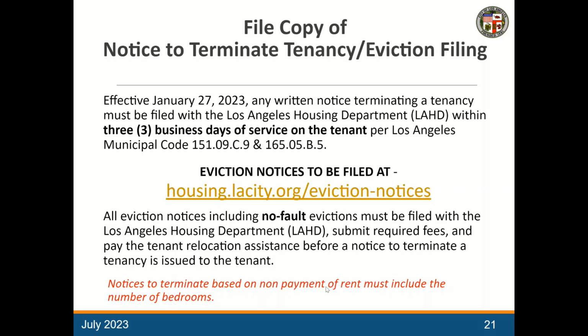For non-payment of rent, these notices have to include the number of bedrooms. So that's a new requirement. So I wanted to be sure that was in the slide and to point that out to the public.